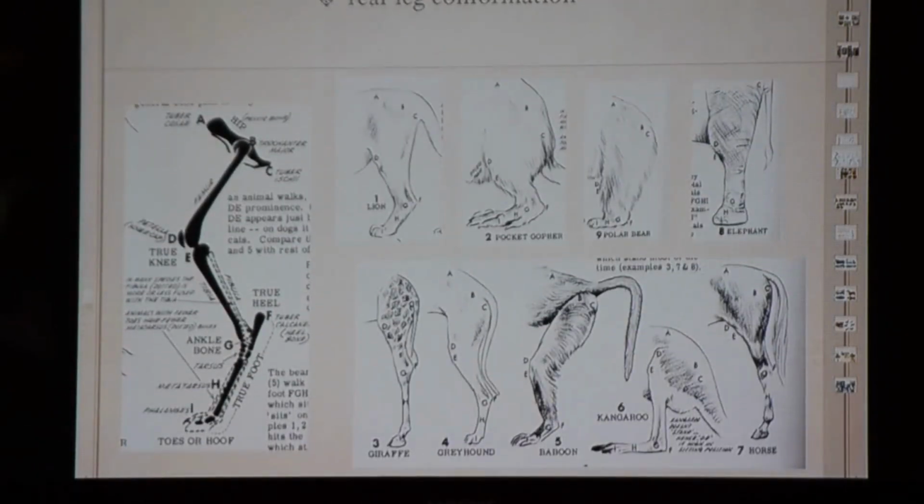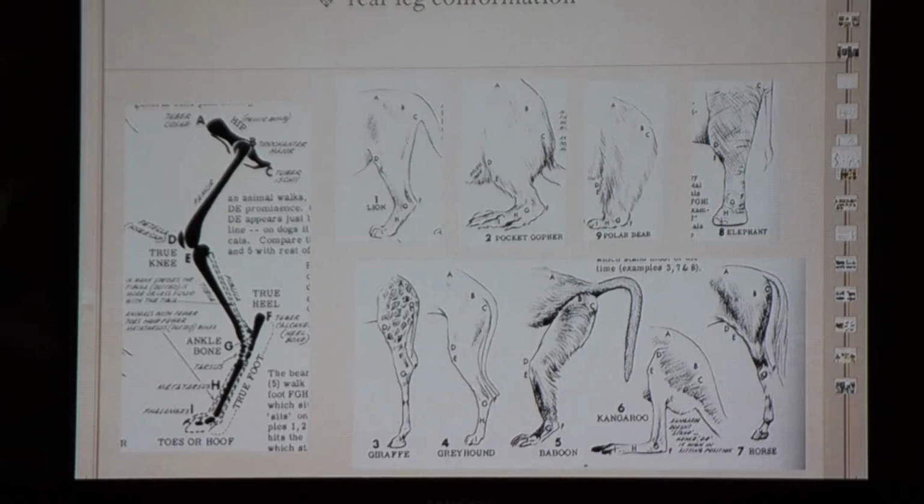This is the rear leg conformation, and it's the same thing. We all share the same principle of joinery, in which case all it is, is changing the length of the bone. Any questions so far? Okay, good. I've got you mesmerized.